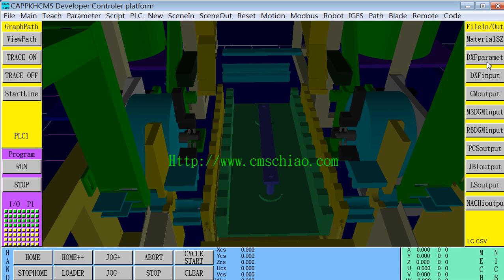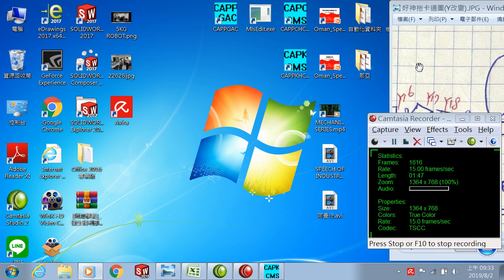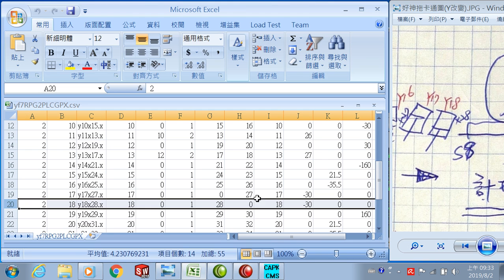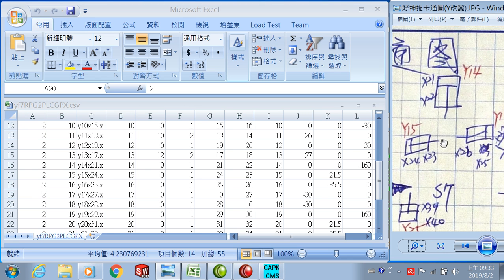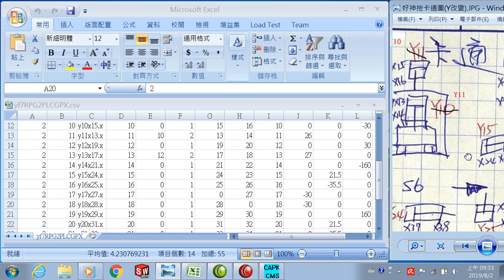How to define I/O control type 1 and type 2 in the scene CSV of CMS CAPP. We use the example of the mob assembly machine. Let's see the cartoon chart, and then the scene CSV file.